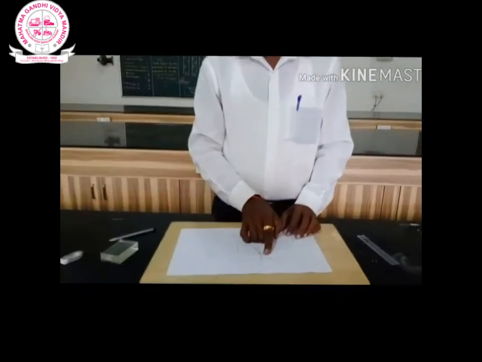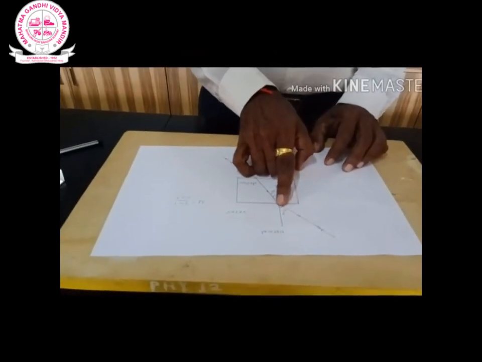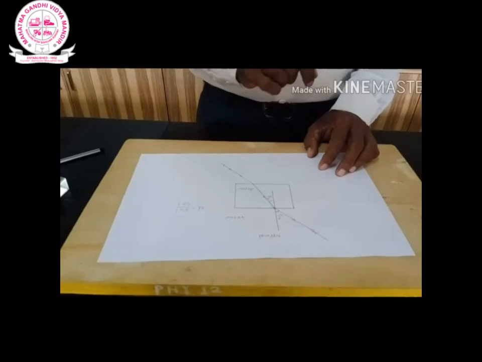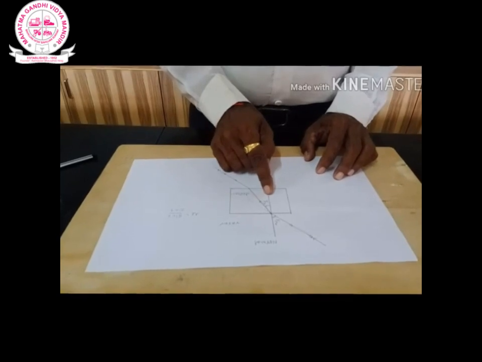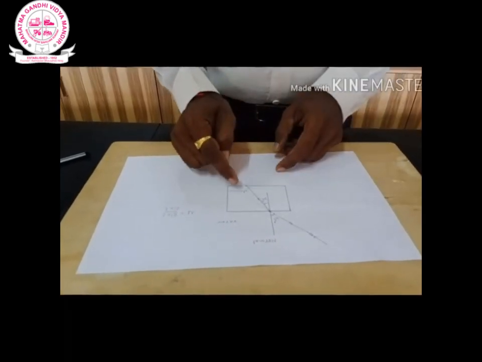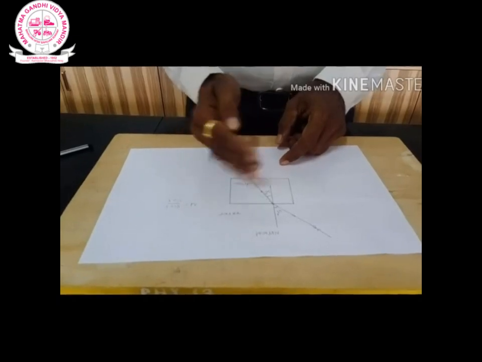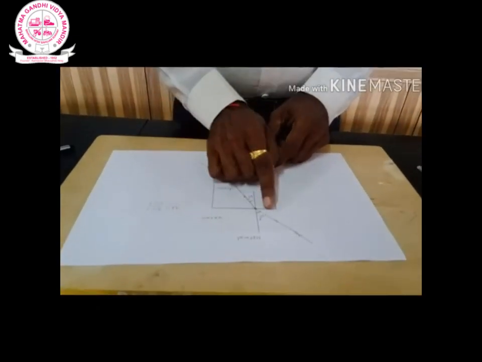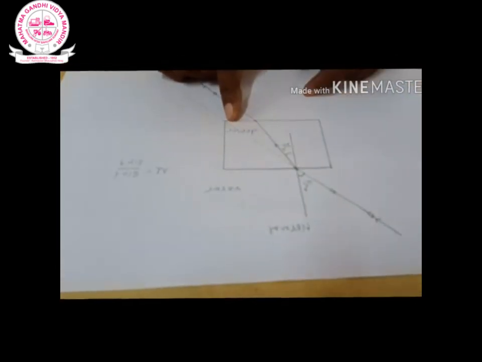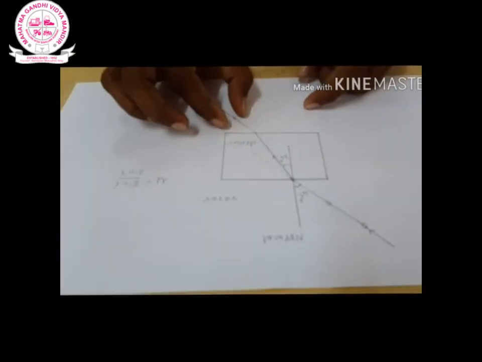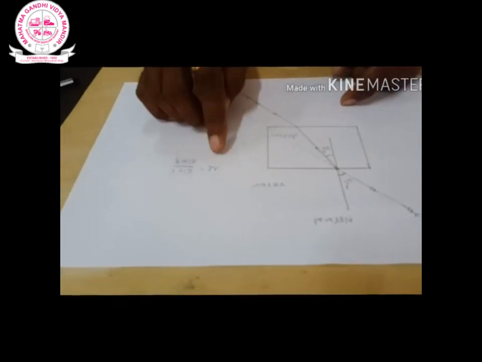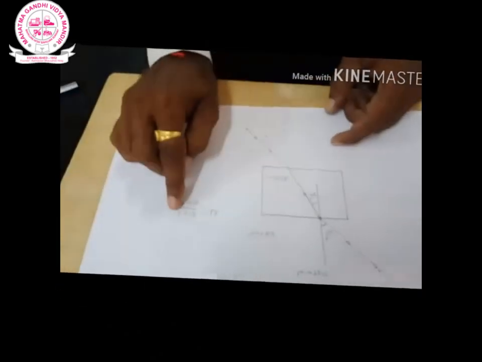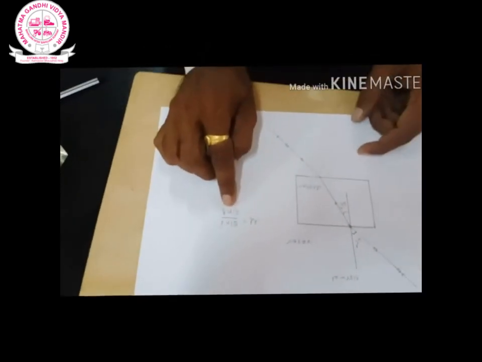Laws of refraction: when light travels from one medium to another medium, it changes direction as well as velocity. When it travels from rarer medium to denser medium, it bends towards the normal, and when it travels from denser medium to rarer medium, it bends away from the normal. If we extend incident ray by dotted line, then we can also observe that emergent ray and this incident ray are parallel to each other. We also verify Snell's law: refractive index is equal to sin angle of incidence upon sin angle of refraction.